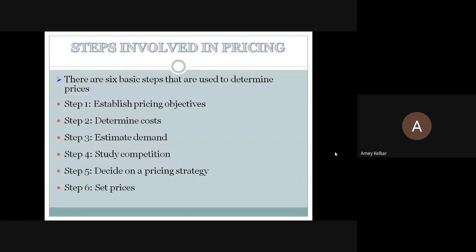If you go and work with a company which has a monopoly, then all those things will be considered. So this is how, in 6 steps, we go ahead with determining the pricing. First is establishing pricing objectives: how your pricing should be, with what objective you are coming into the market. Is profit the basic objective? Agreed, but are there any other objectives? Then determining the costs involved, estimating the demand, studying the competition, deciding on a pricing strategy, and then setting the prices. So these are the 6 steps for which you have to write the answer with the explanation.